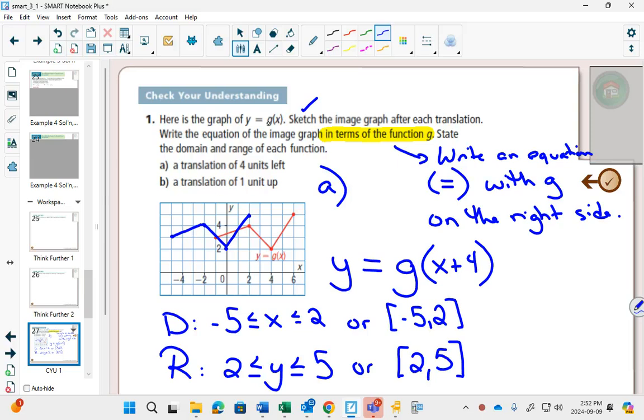And now I'm going to read the question. Here's a sketch. Sketch the image. We've sketched the image graph. Write the equation of the image. I did that. And state domain and range of each function. Well, I've done this domain and range of part A. I guess I'll have to do part B when I get done. So this is where reading in math is different.